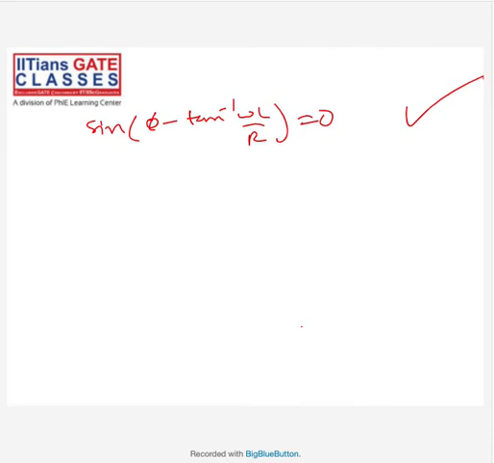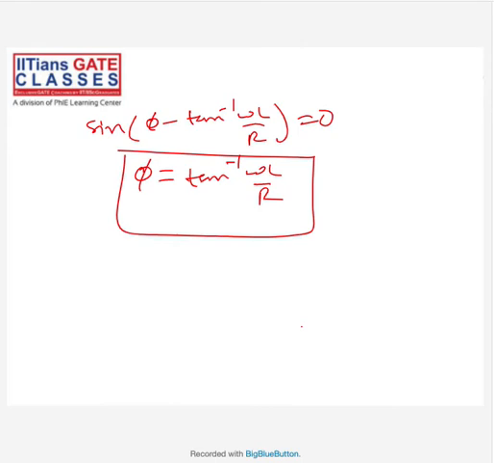Okay, when is this happening? When my switch is closed at t equal to 0. When will sine be 0? When this is equal to 0. So phi minus tan inverse omega L by R is equal to 0, or phi is equal to tan inverse omega L by R. Okay, so this is very important. When phi is equal to tan inverse omega L by R, I'll get transient free response, when the switch is closed at t equal to 0.